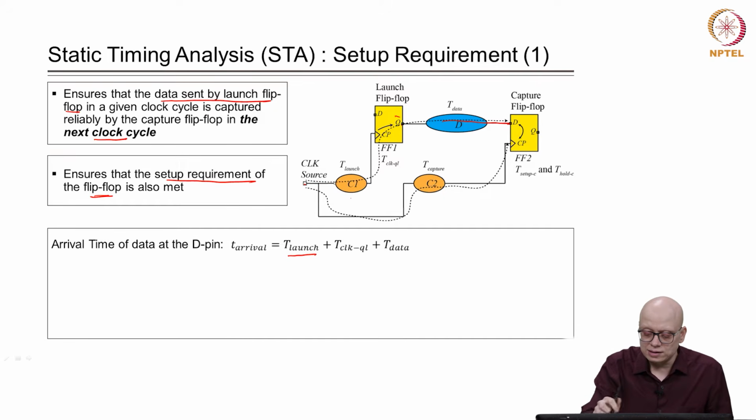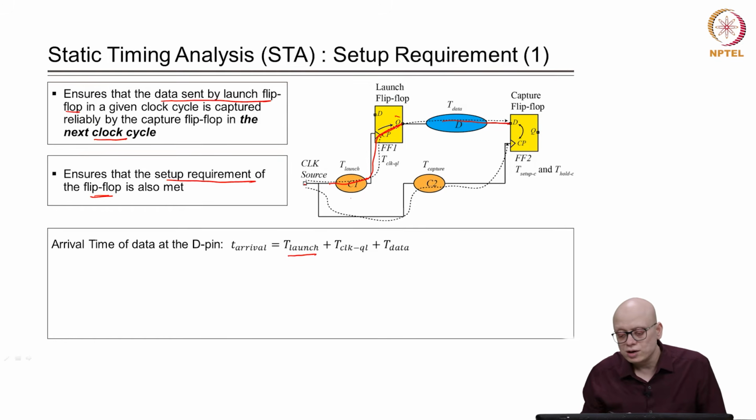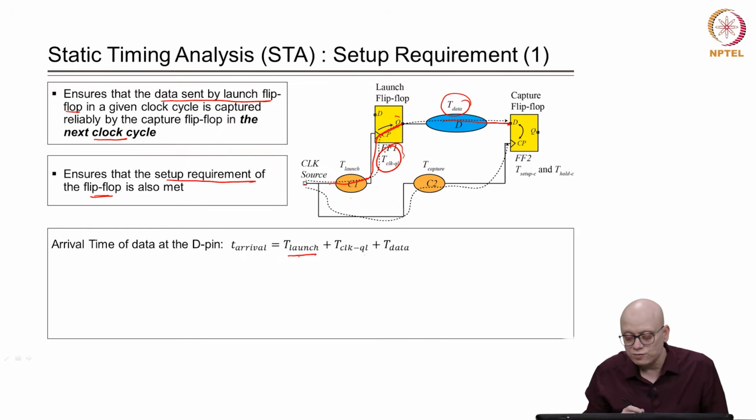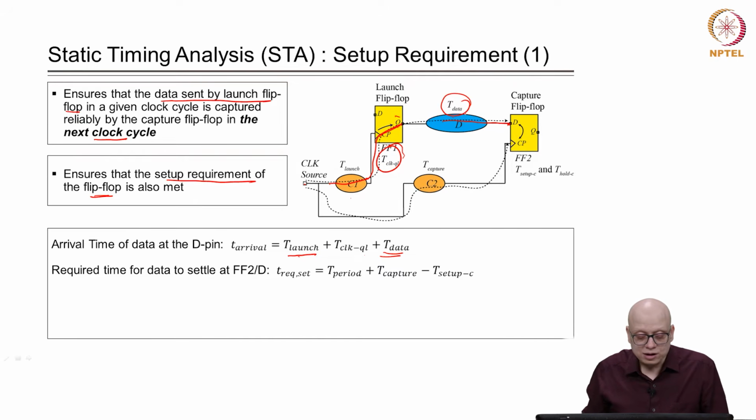right. So, the delay will be of this element, and then the clock to Q delay of the launch flip flop, and the delay of the combinational circuit element. So, the arrival time of the signal at the D pin will be T launch plus T clock to Q delay. This is the clock to Q delay of FF1, and T data of the combinational circuit element, okay. And then the required time for data to settle at FF2 D, when should this data settle?